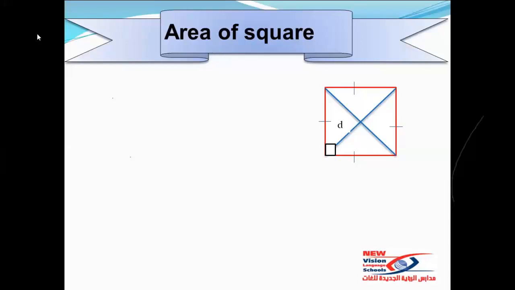Yesterday we took how to find the area of a square. We talked about the square and its properties. All sides are equal in length, and all angles are equal in measure, and it also has two diagonals. These diagonals are equal in length, perpendicular together, and bisect each other. And we talked about how to find the area of a square.